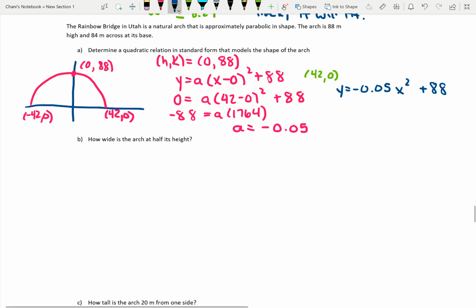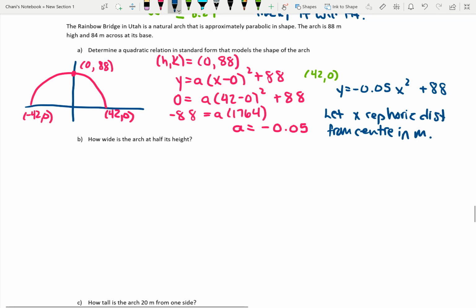Okay, and now notice that you didn't identify your variables yet. In a word problem, you always need to identify your variables, even if they're x and y. So you could change this to h and w if you wanted. I'll just leave it as x and y. So we'll say let x represent horizontal distance from center in meters.